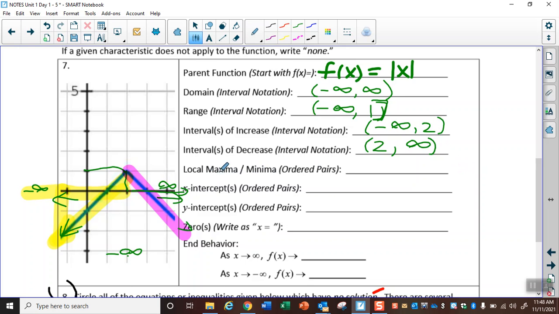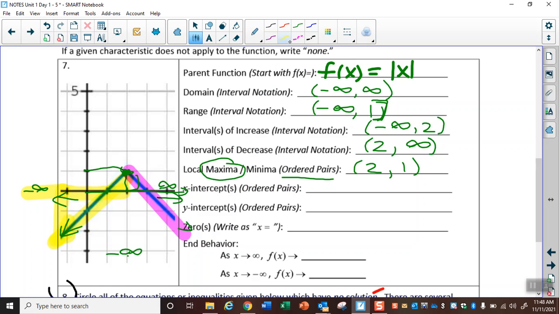And then I'm looking for the maxima or minima. Remember, maximum is the highest point. So that's this point right here, the highest point. And this would be an ordered pair. So I'm going to put an x coordinate, which would be 2, and a y coordinate, which would be 1. All right, over 2, up 1. That's how I get to this point right here.